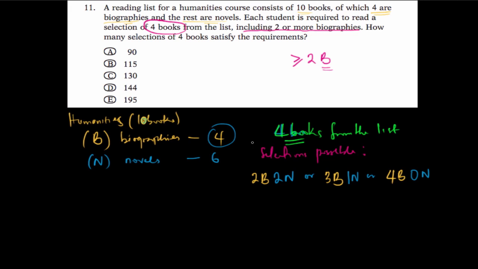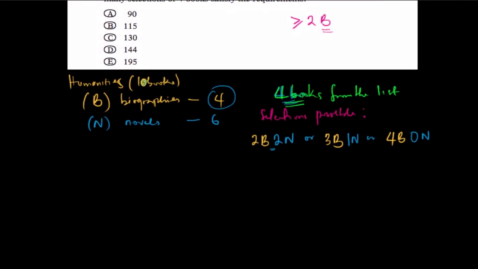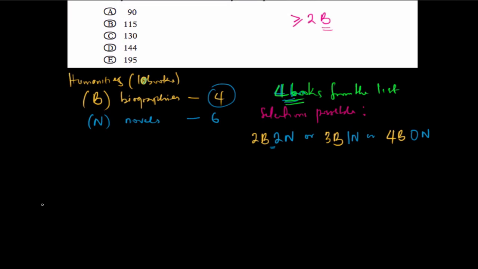So then when I pick 2 biographies, then I can pick 2 novels, because again it's only 4 books I must pick from the list. So that's one of the selection cases. Now another selection is when I pick 3 biographies, then I can pick 1 novel to make it 4. But then when I pick the whole 4 books from the selection of the biographies, then I have none to pick from the novels. Now, how then do I interpret this mathematically?